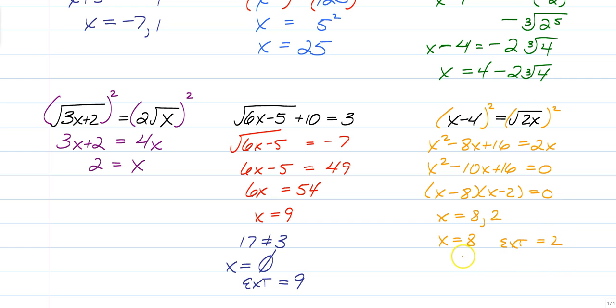Now, another way that you might see that written is called set notation, where you put the solution in squiggle brackets, and then you put the extraneous solution in parentheses. Okay, this means solution, and this means extraneous. But you can just write x equals 8 and extraneous is equal to 2. I just wanted to show you what set notation looks like.